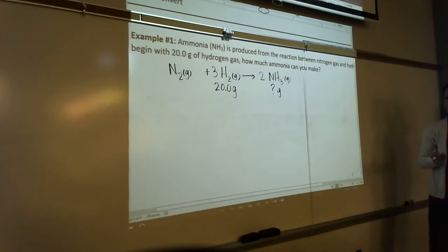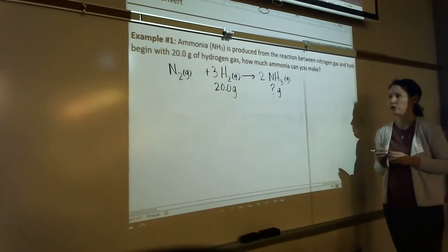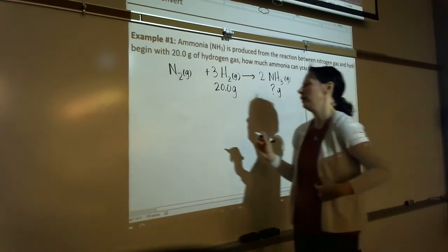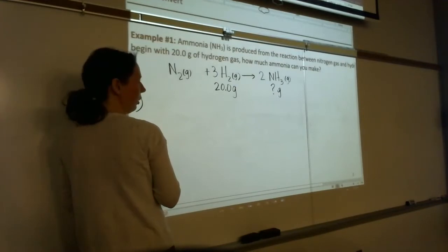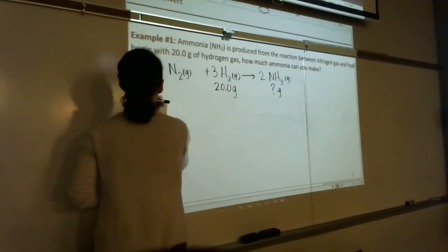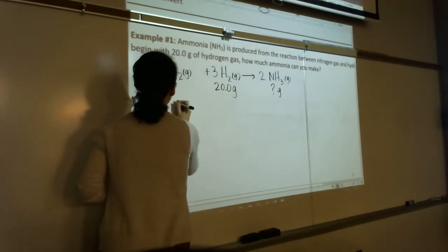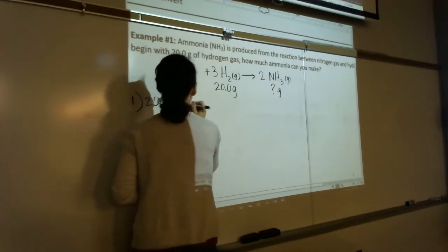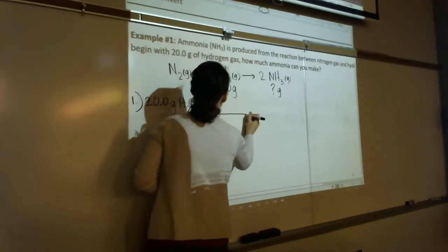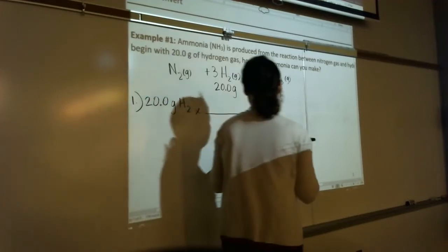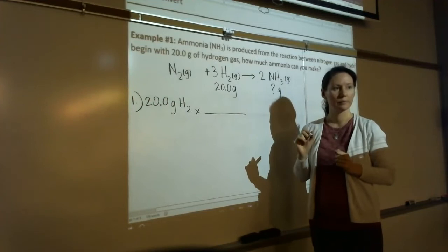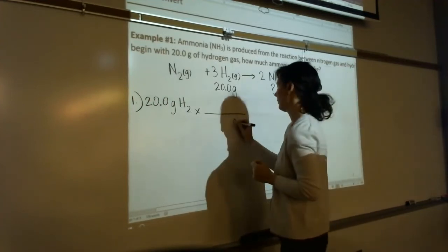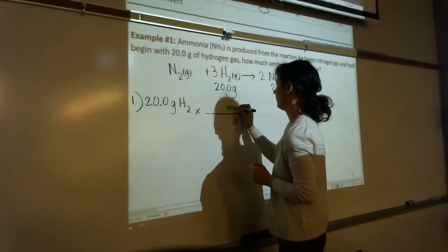Okay, so N2 isn't factoring into my calculations at all, right? This is just H2 going to NH3. So step 1, we're going to convert grams to moles of my starting material. So 20.0 grams H2. If I'm converting grams to moles, where does grams go, on the top or on the bottom? On the bottom, right? And moles goes on top.